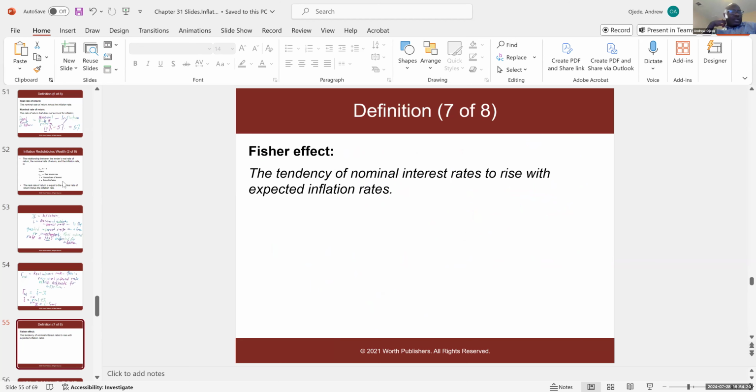So there's an economist from MIT called Dr. Alvin Fisher, who developed this relationship. The Fisher effect is the tendency of nominal interest rates to rise with expected inflation. Okay. Now, one thing I want to make clear here: nominal interest rate equals real interest rate plus inflation.